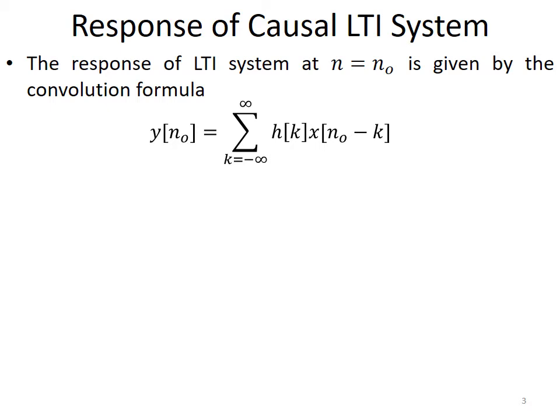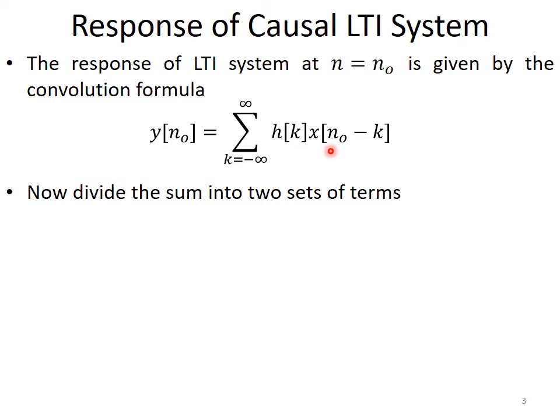Now the response of an LTI system at any time instance, for example n equal to n naught, is given by the convolution sum formula. So y of n naught is equal to the summation from minus infinity to infinity of h of k times x of n naught minus k, where h of k is the unit impulse response of the system and x of n naught minus k is the shifted and folded version of the input signal applied to the system.